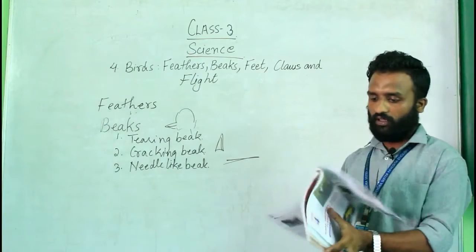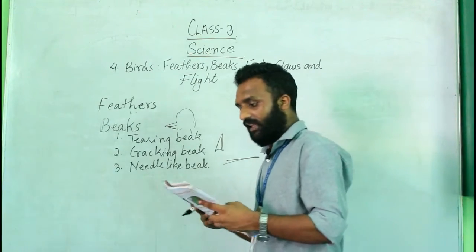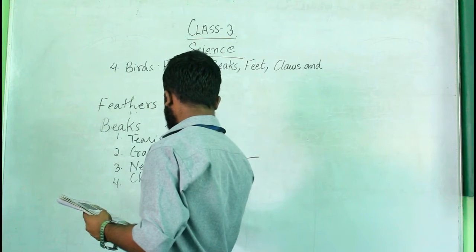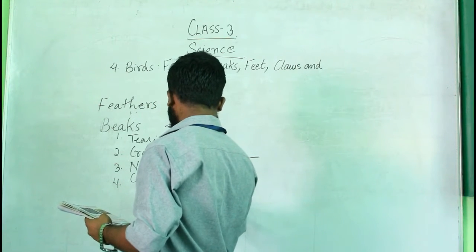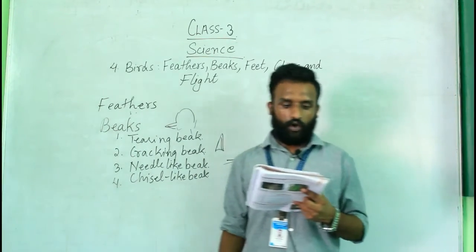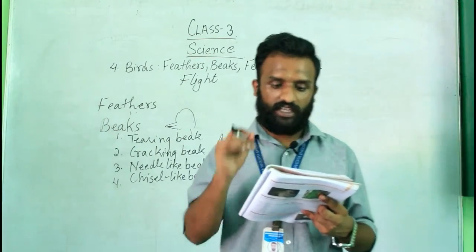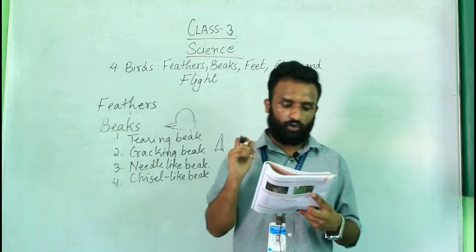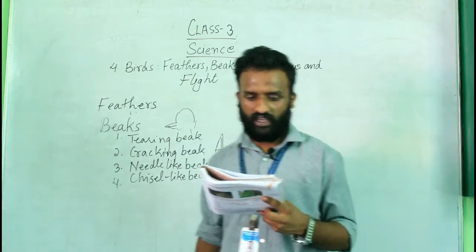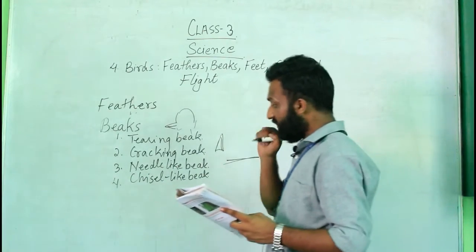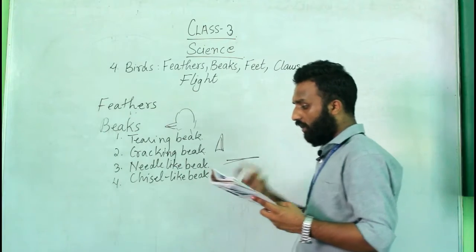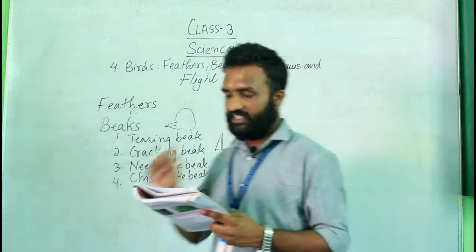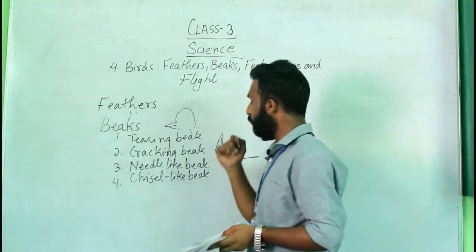Now the next one, number 4, is the scissor-like beak. The woodpecker's beak is strong and sturdy with chisel-like teeth for drilling holes in wood to catch insects to eat. Woodpeckers drill holes in the trees to catch the insects to eat.